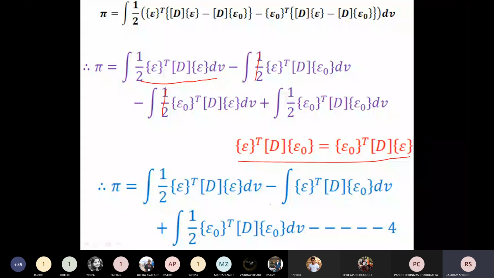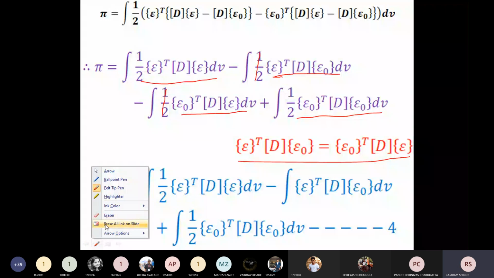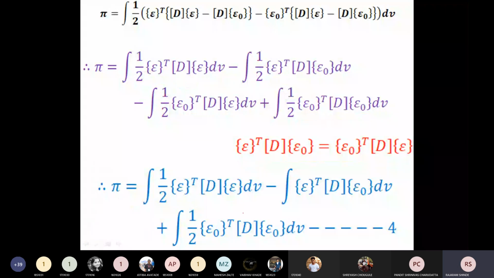Okay. Second term, it is the addition of this term and this term. Here half will be cancelled and replaced by 1, because half plus half is 1. It becomes epsilon transpose D epsilon 0 over dV, and the last term I have taken as it is. Now this is your equation number 4 for the strain energy.